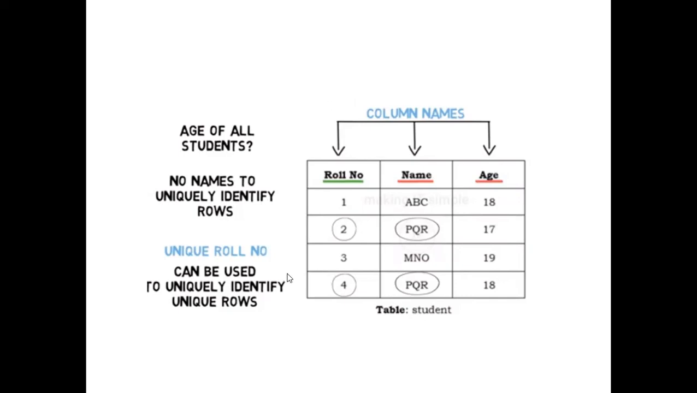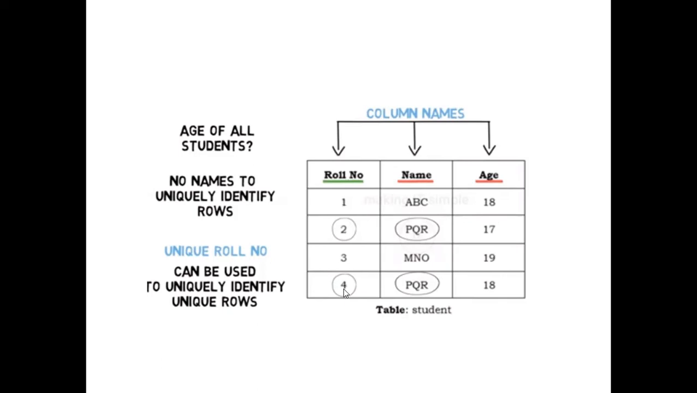There is no name to uniquely identify the rows. We require the attributes by using which we can uniquely identify a row from the table. So we require an attribute having a unique value. The problem is to access a particular row and its data, we have to take the help of a particular attribute.